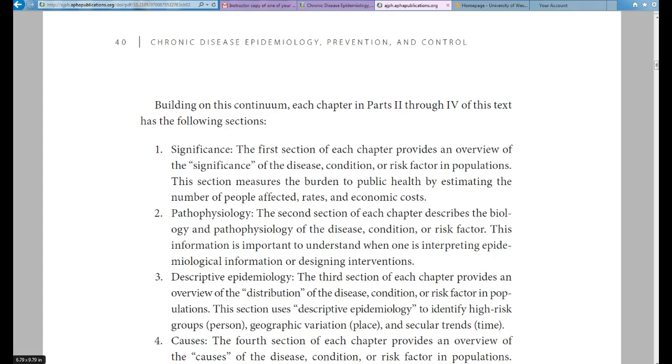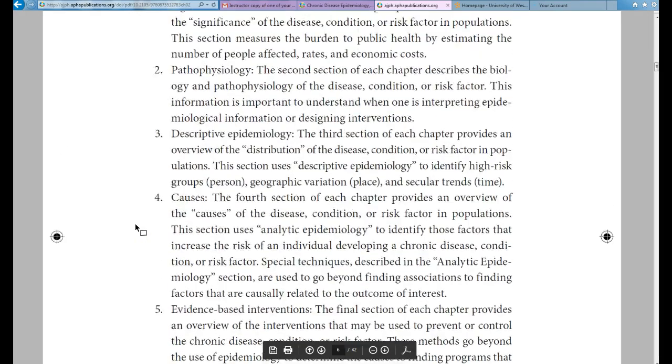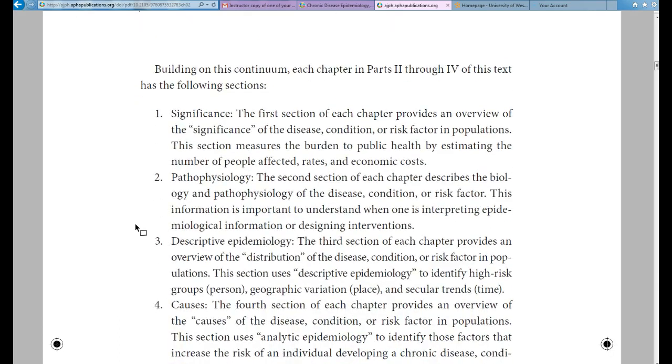So if you guys remember back at the beginning of the semester, we talked about this particular project very briefly. And I mentioned that the guiding framework for this particular project was going to be these 5 components that you see here on the screen. So this is page 40 in your textbook.